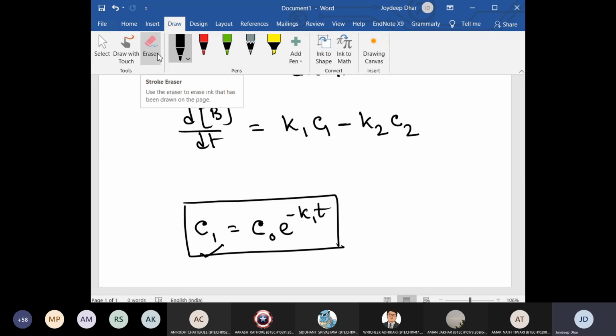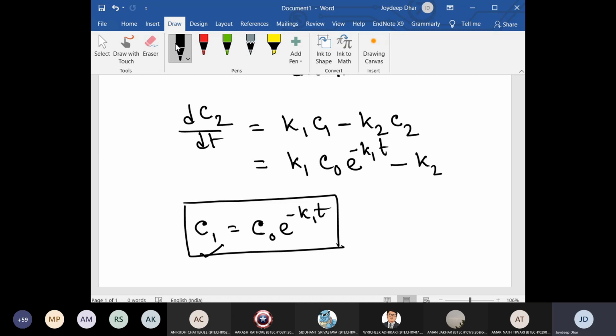Now in place of B, I should write C2. You can see C1 I can substitute as C0 e to the power minus K1 T, so dC2 dt equals K1 C0 e to the power minus K1 T minus K2 C2. This differential equation you have to solve.